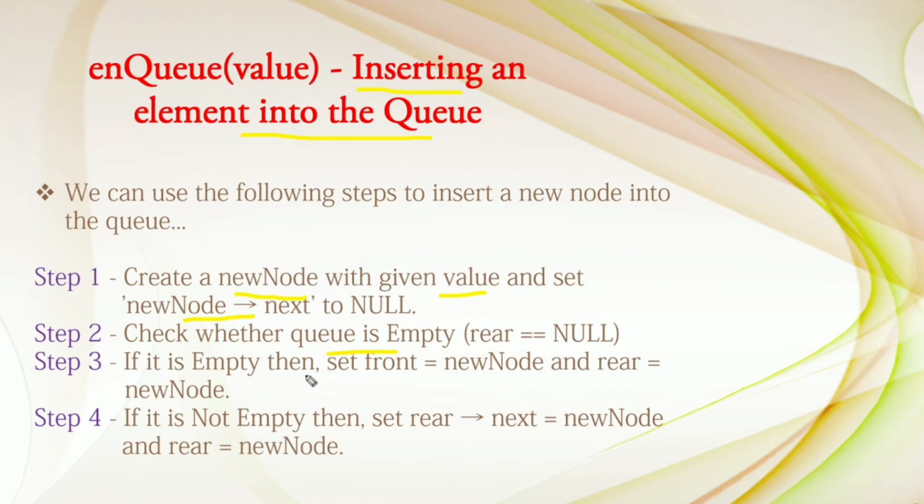If it is empty, then set front equal to new node and rear equal to new node. At first, when we are first inserting, both front and rear point to the new node. If it is not empty, then set rear's next to the new node and rear equal to new node. As the rear is pointed, that is, it points to the new node and rear moves ahead. Like that we can insert the elements into the queue.